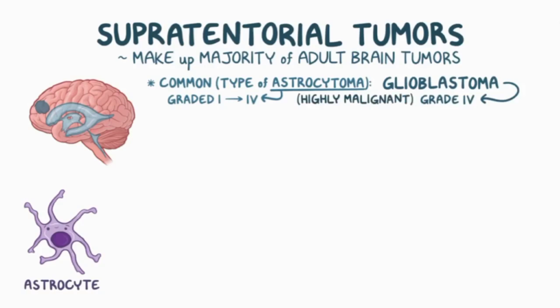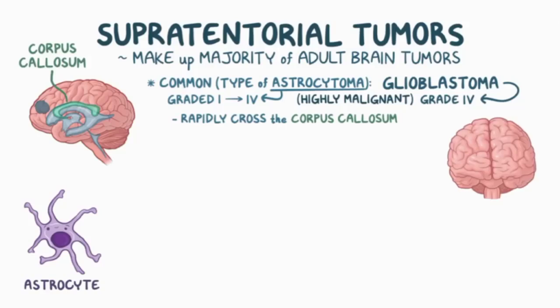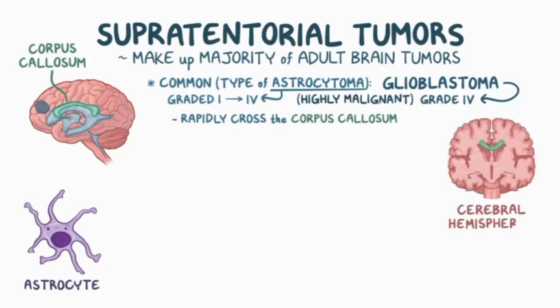Because of their quick growth and invasion of nearby tissues, glioblastomas tend to rapidly cross the corpus callosum. The corpus callosum is the midline structure that separates the two cerebral hemispheres. It looks like a characteristic butterfly on a cross-section of the brain.